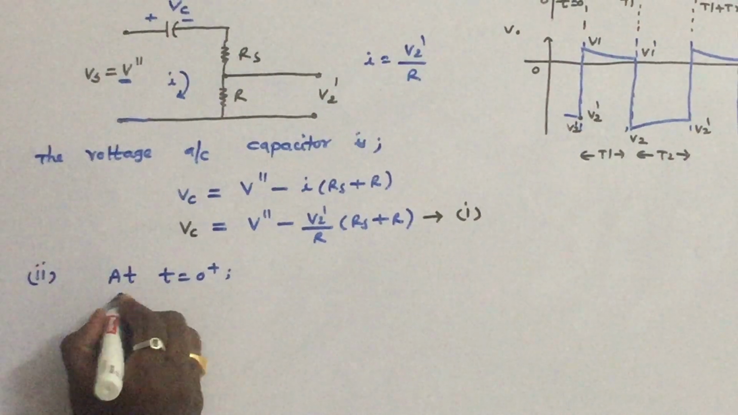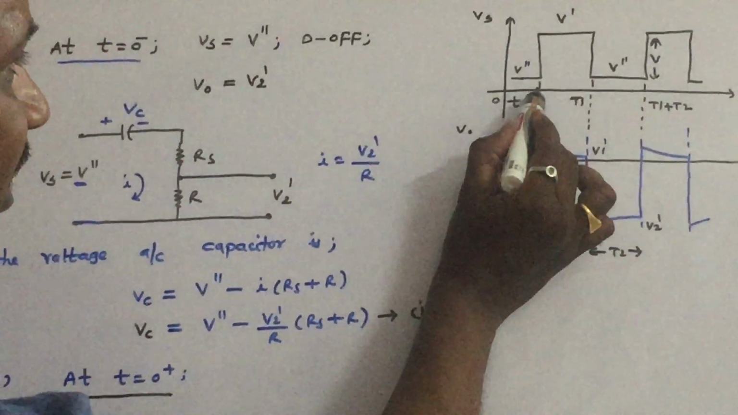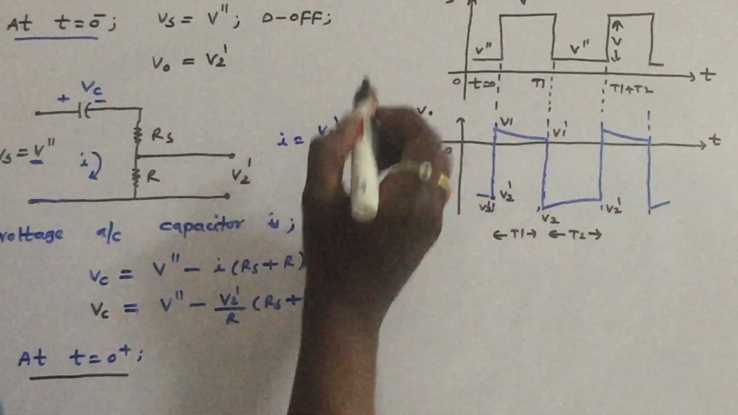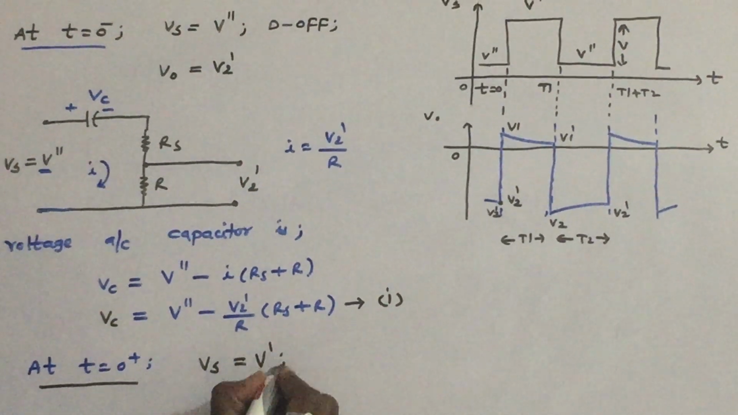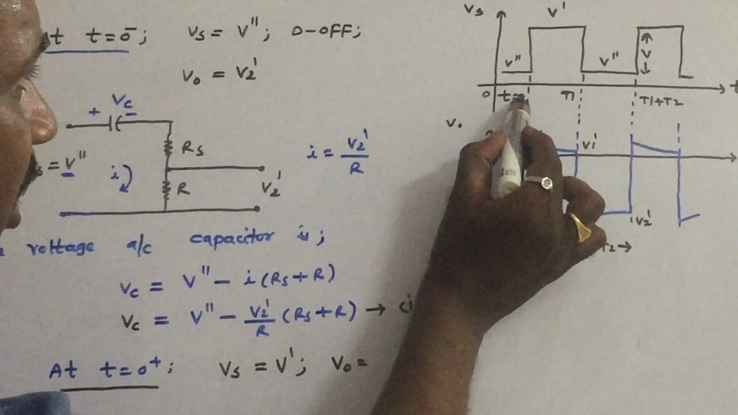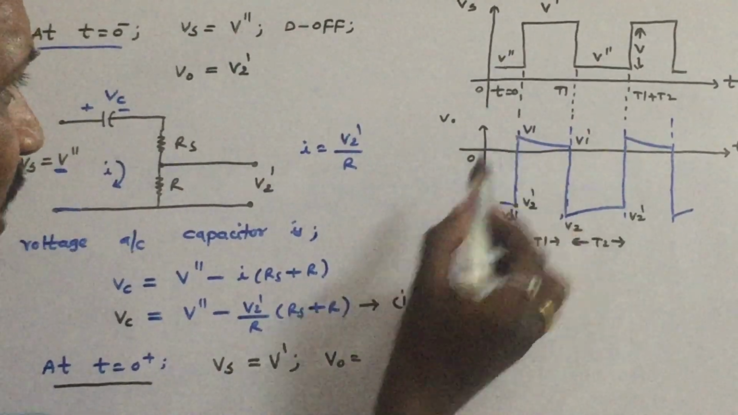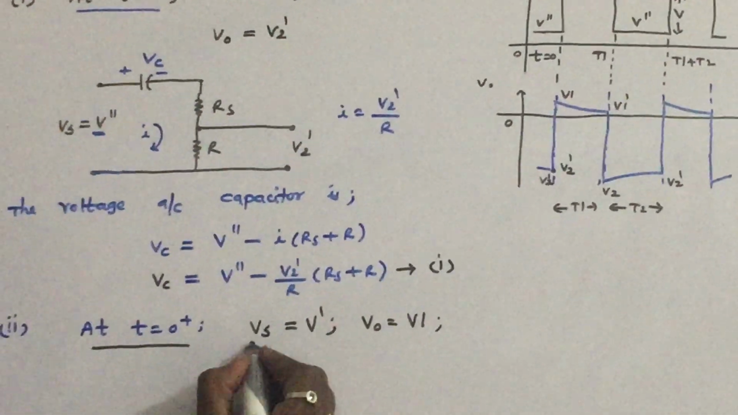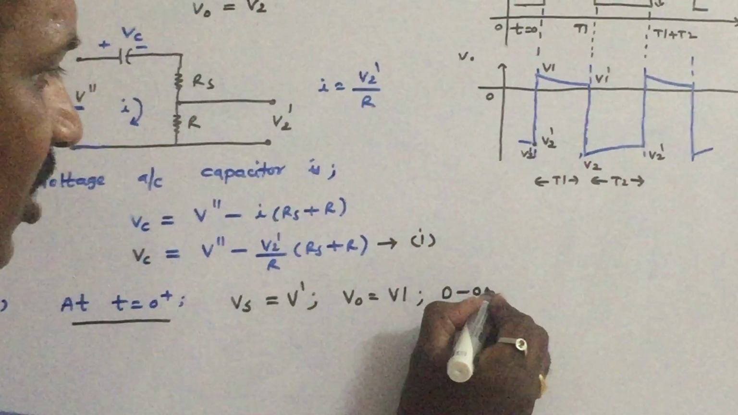So let us see what the circuit conditions are. Very simple. From this diagram you can check that at t is equal to 0 plus, immediately after 0, what is the input? The input Vs is equal to V dash. What is the output voltage from this graph? At t is equal to 0 plus, the input is V dash, the output is V1. So that is what you have to take. Since the input is V dash, in the high condition, what is the condition? The diode is in the on condition.